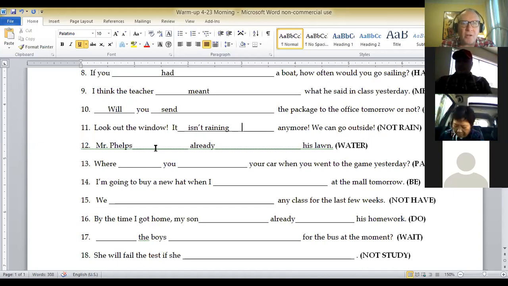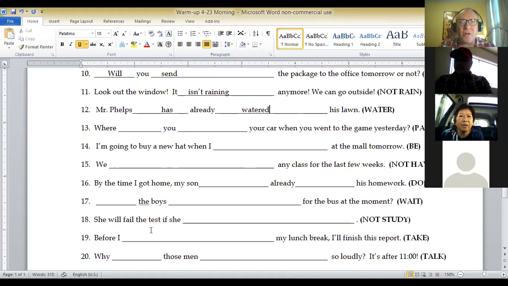The next one has already. So what do we say with already? Has already watered. Has already watered.